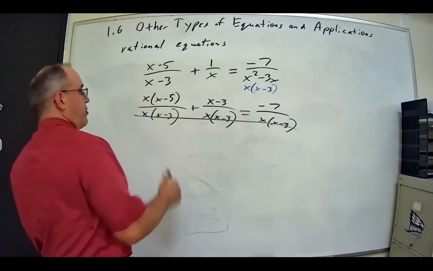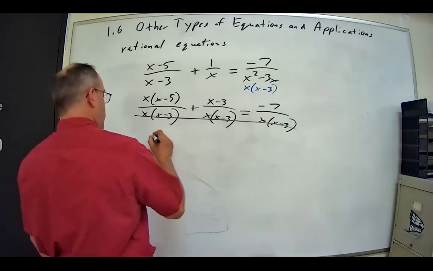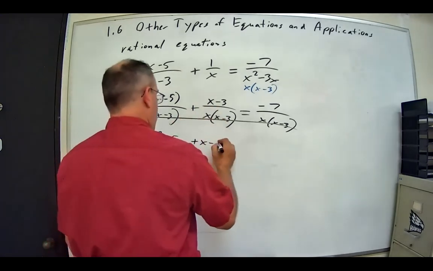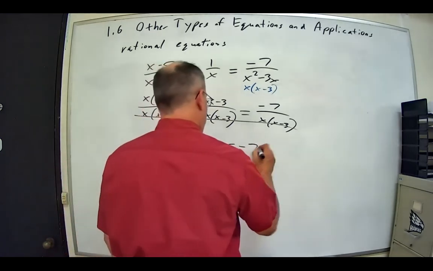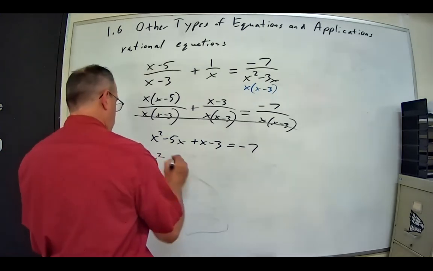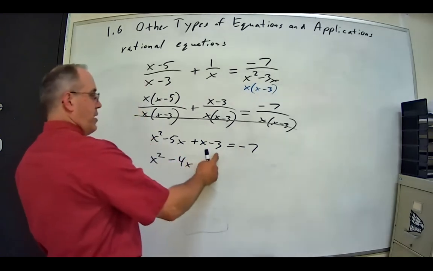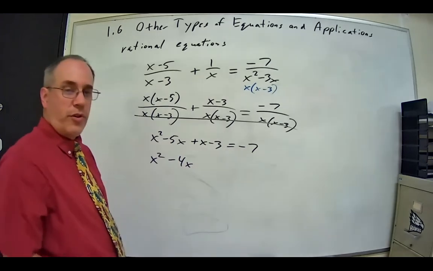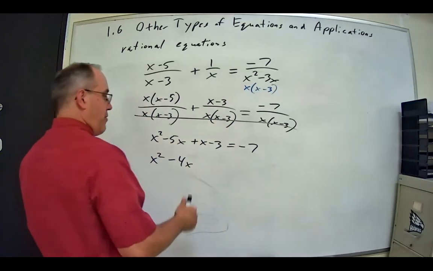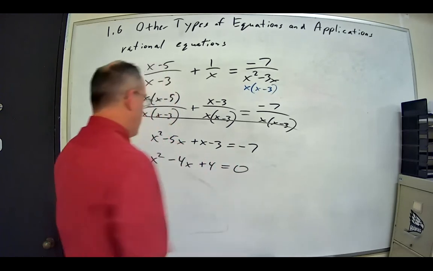So as I bring this down, I'm going to do the multiplication. x times x minus 5 is x squared minus 5x, plus x minus 3 is equal to negative 7. So I'm going to combine like terms here. So I have x squared minus 5x plus x gives me minus 4x. And then I have minus 3, and I have a negative 7 over here. I'm going to add 7 to both sides. So minus 3 plus 7 gives me positive 4 is equal to 0.